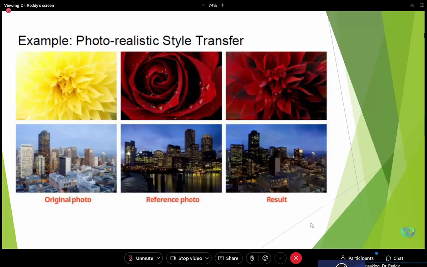Now take the second example. There is an input image, the original image, and there is a reference image. Both are given to our model. The third image is the result, that is the changes we have done in the first image. Now tell me, what is the style we have transferred to the first image from the second image?